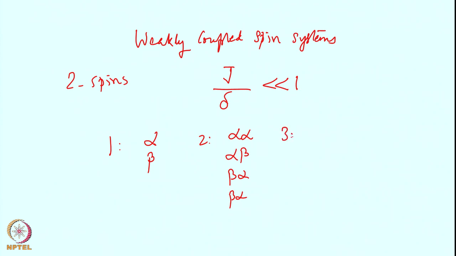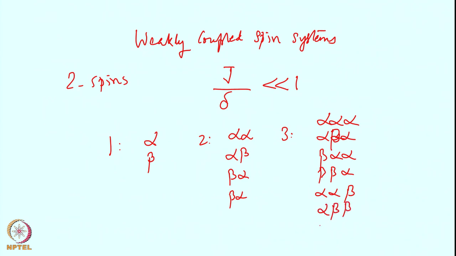For three spin systems, we will have products of three functions: alpha alpha alpha, alpha beta alpha, beta alpha alpha, beta beta alpha, and then alpha alpha beta, alpha beta beta, beta alpha beta, beta beta beta. So we have 8 eigenfunctions here. The reason I am saying this is that the product functions are the basis set. All these functions represent the complete spin system, and any situation can be expressed as a linear combination of these wave functions.